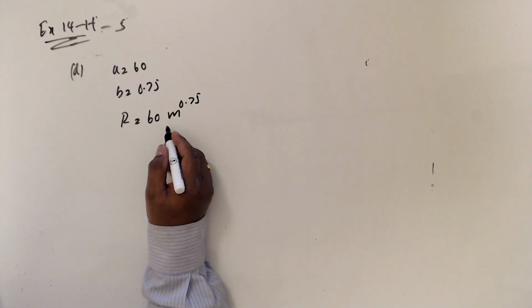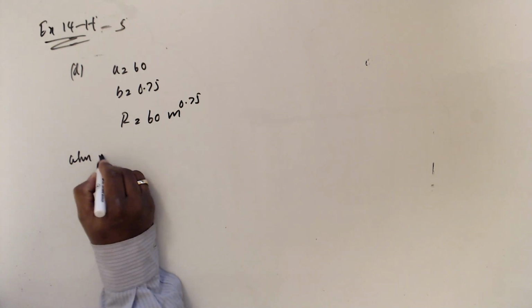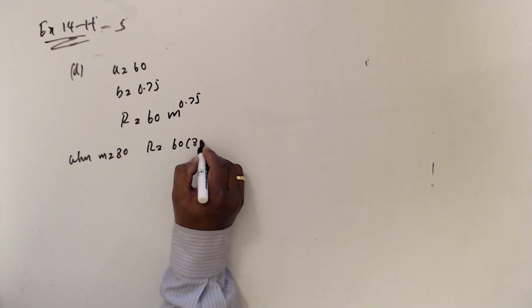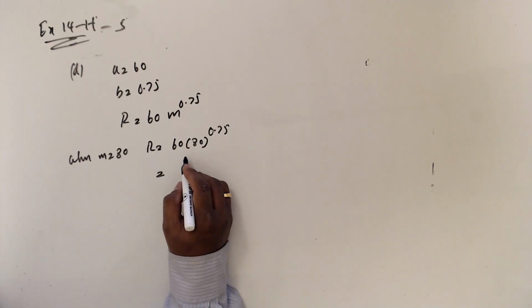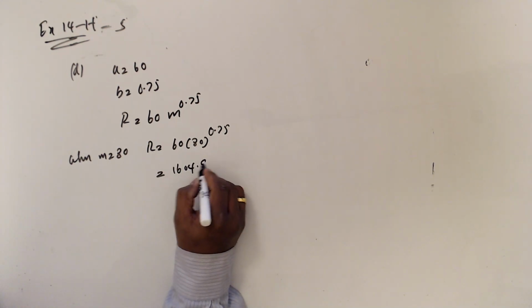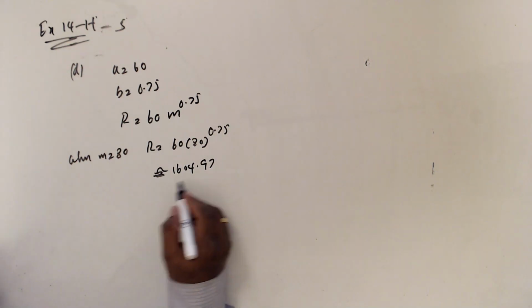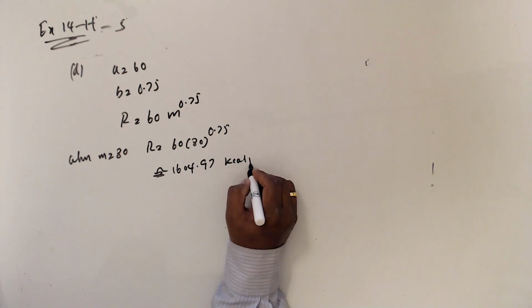The question D, with the mass 80 kg. When M equals 80, R equals 60 times 80 to the power 0.75, which is 1604.97 approximately. So this is kilocalories per day.